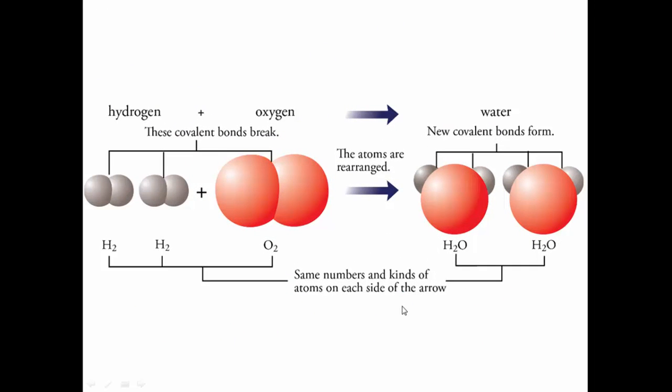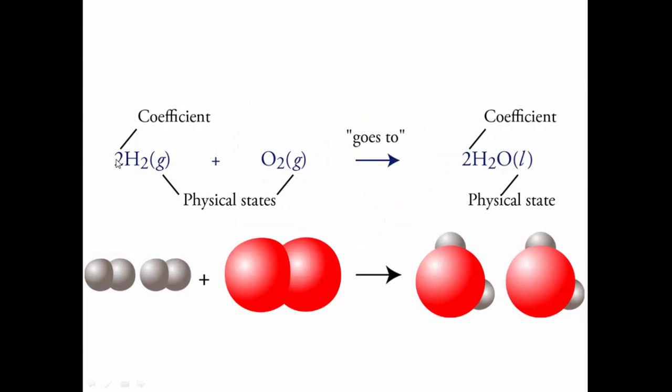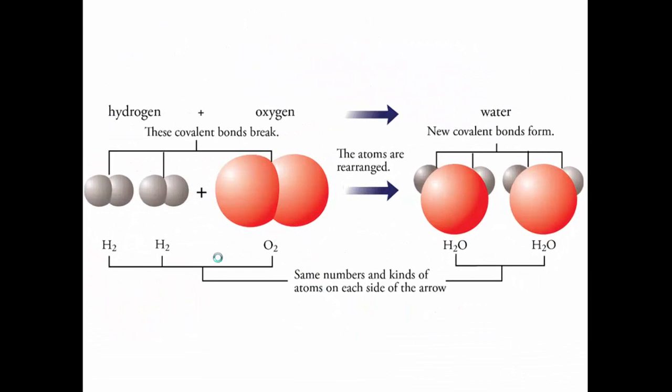Here's just another way you can look at it. So once again, your reactants are over here on the left, your products are on the right, and you're just looking and seeing that rearrangement. So instead of having it written out for 2H2 plus O2, we're now looking at H2, H2. So we broke that apart so you can see how it relates to the atoms.